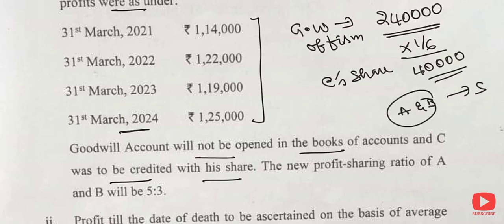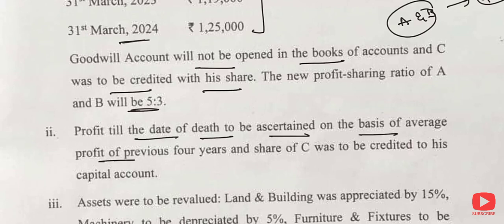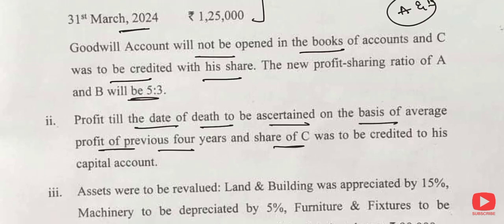In what ratio? You have to calculate sacrificing ratio or gain ratio. You have to see. Go and check. Old ratio is 3:2:1. New ratio is 5:3. You will get the gain ratio and you have to give it. See, if in case one of the old partner is also sacrificing, then even he has to be paid. Okay. Profit till the date of death to be ascertained on the basis of average profit of previous 4 years. Till the date of death, you have to give profit. And share of C was to be credited to his capital account.